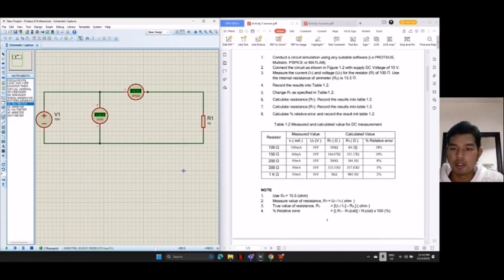To calculate the values of RT, R1, and relative error, I use the formulas given in the note. This one is for the RT calculation. This one is R1. Then I got this one, and the last one is the relative error. For the calculated value, I get the answer from the given.